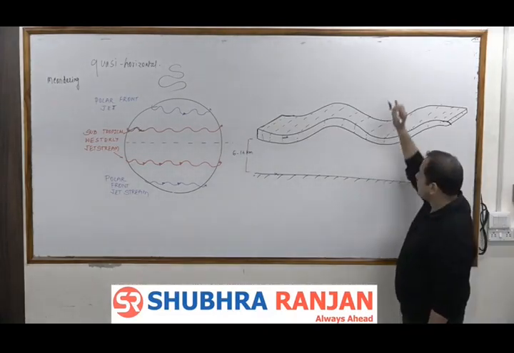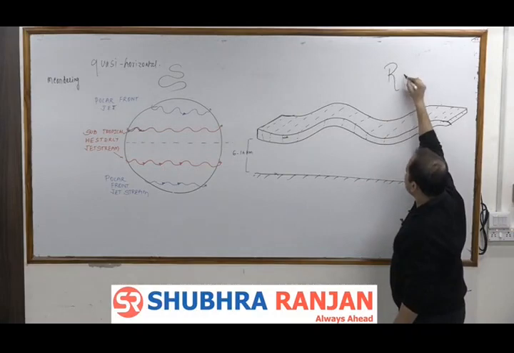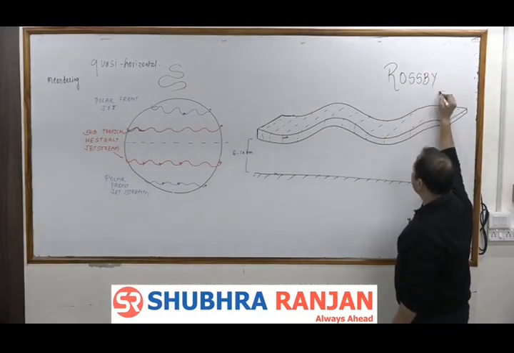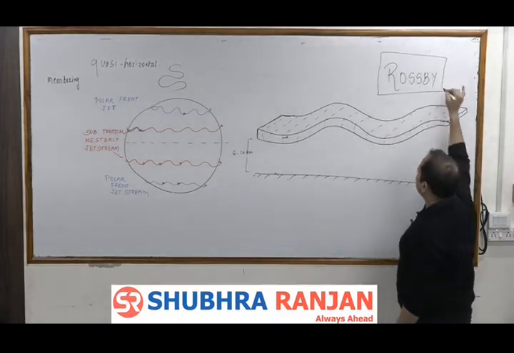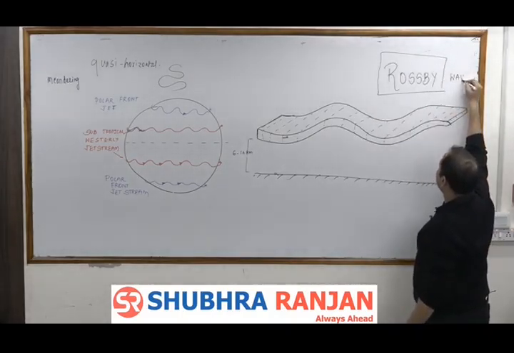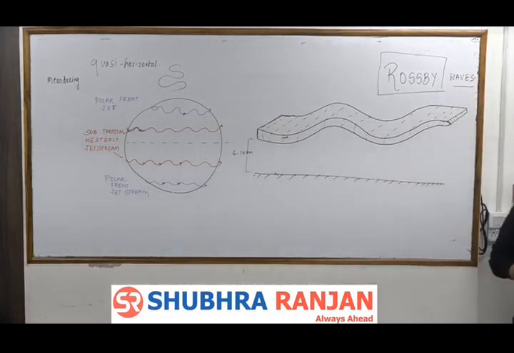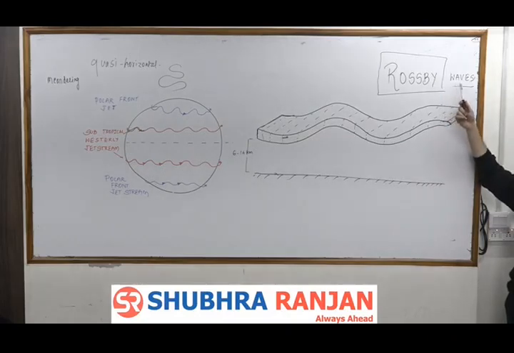This meandering path of a jet stream is known as Rossby waves. So jet streams के दूसरे नाम है Rossby waves. Meandering path of a jet stream is known as a Rossby wave. Why? Because it was discovered by Sir George Rossby. So इसलिए उसका नाम है Rossby waves.